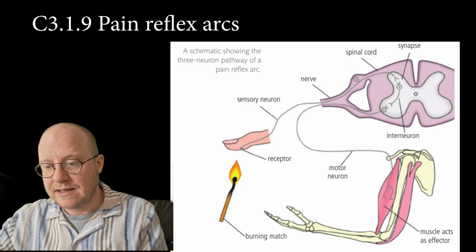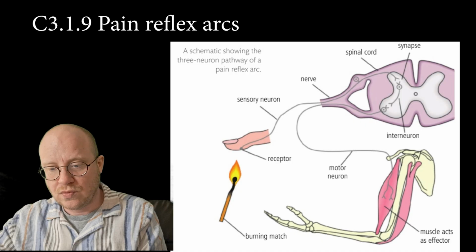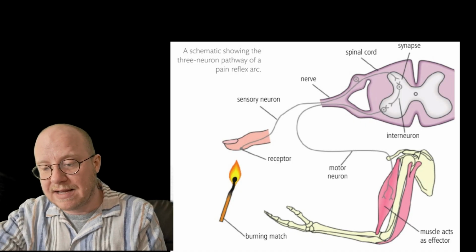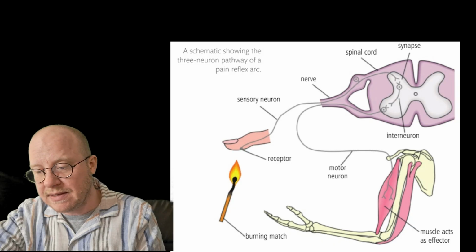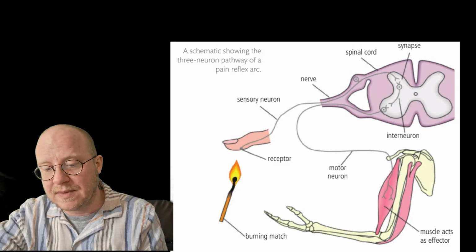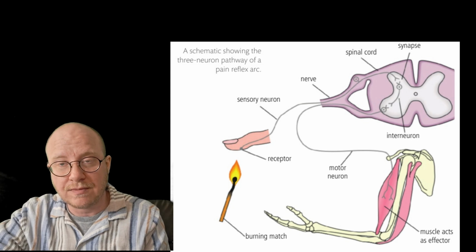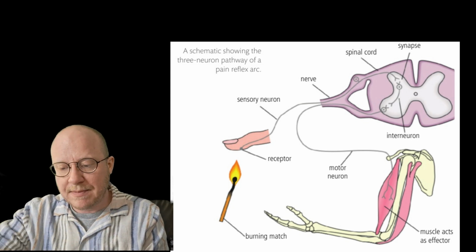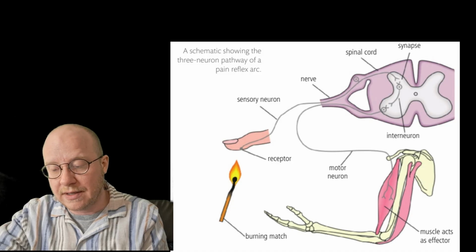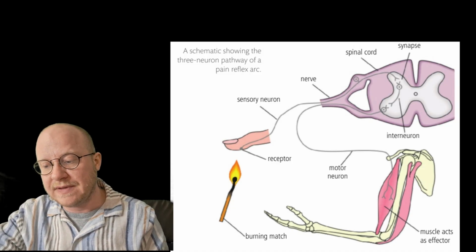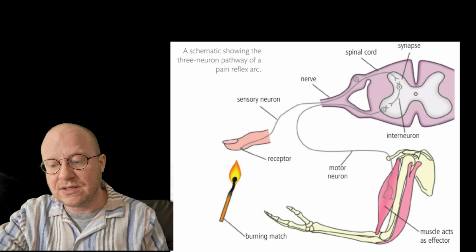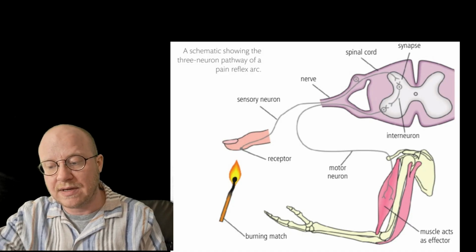C3.1.9, pain reflex arcs. I'm going to talk about pain. Key understanding: pain reflex arcs as an example of involuntary responses, so responses that you don't have control over, with skeletal muscle as the effector. Use the example of a reflex arc with a single interneuron in the gray matter of the spinal cord and a free sensory nerve ending in a sensory neuron as a pain receptor in the hand.